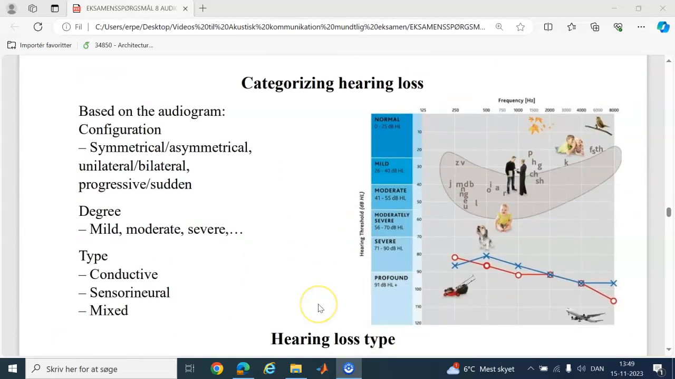Then we categorize hearing loss based on the audiogram configuration: symmetrical or asymmetrical, unilateral or bilateral, progressive or sudden, and degree. The degree could be mild, moderate, severe, or normal. The type could be conductive, sensorineural, and mixed.